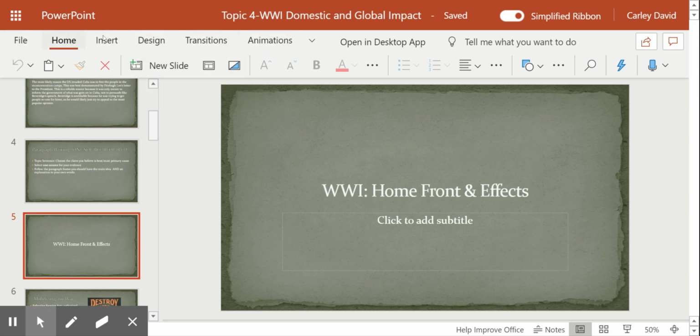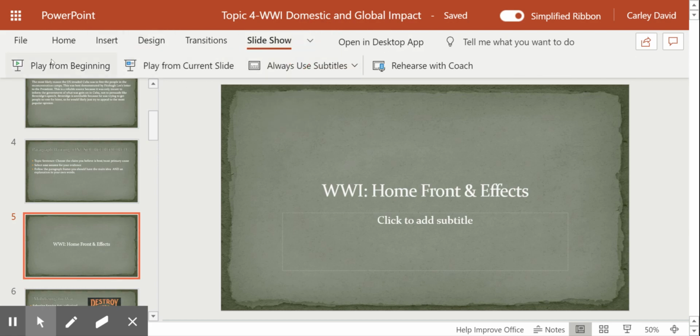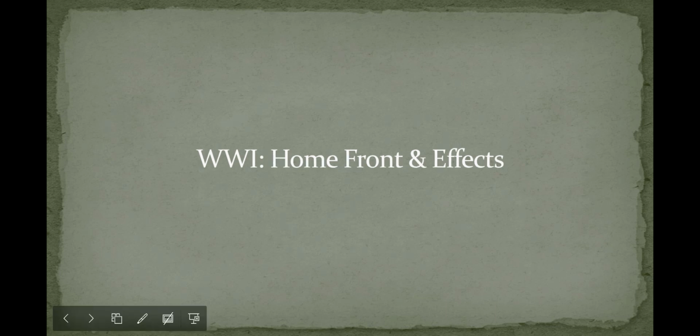Anyway, let me get the slideshow going here from the current slide. So this one's going to be about the home front and the effects. When we talk about that last objective with World War One, it is all about domestic and global impacts of the war. So I'll do domestic first, and then probably do another 5 minutes on the global.